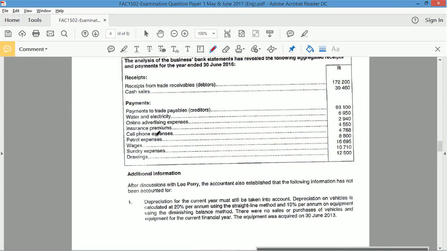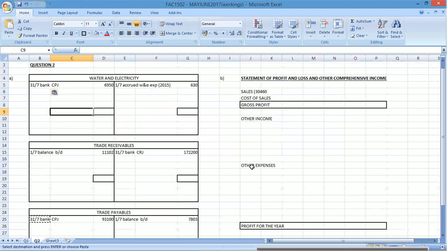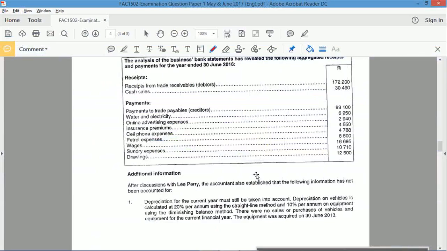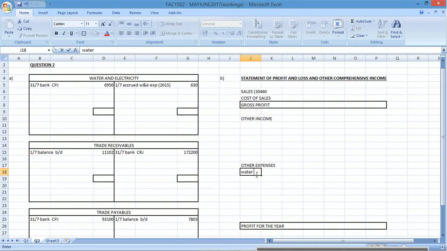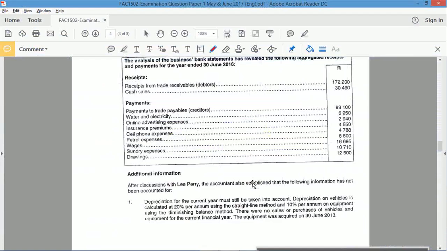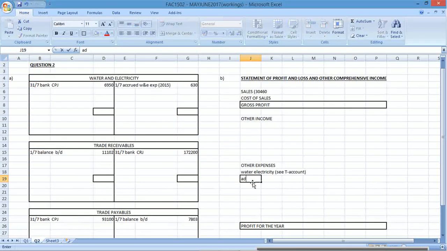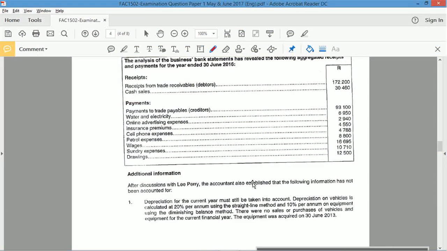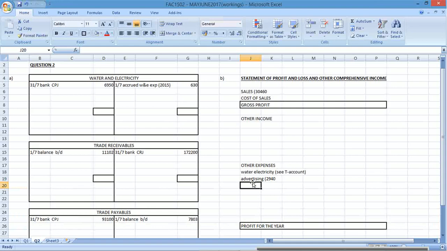Next, online advertising expenses. Do they want that? Ooh, we also need to record this here. Can't forget about that. Water and electricity. Can't forget about that. No, we're going to see T account. The T account will give us the amount that we need to show there. Online advertising expenses. Advertising, how much? 2940. Is that right? Yes.